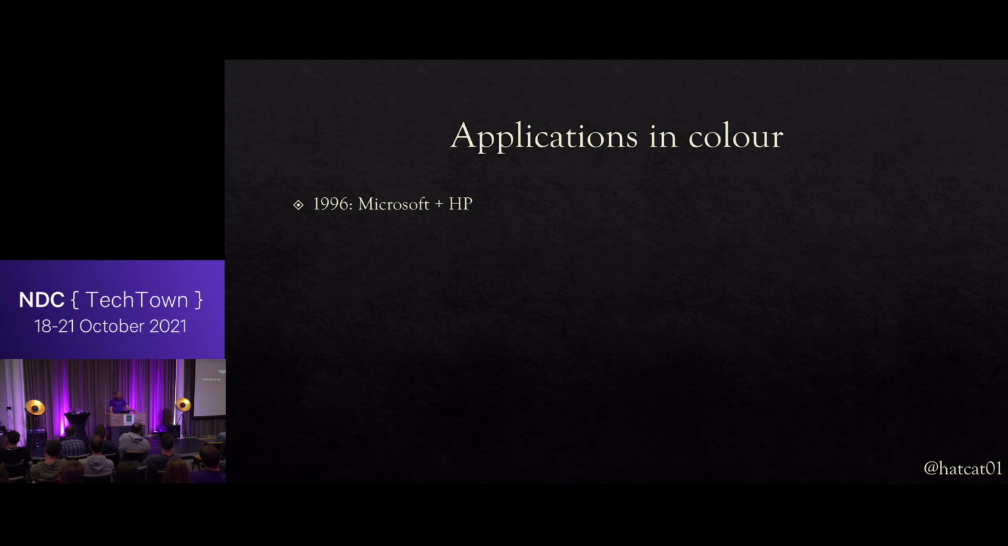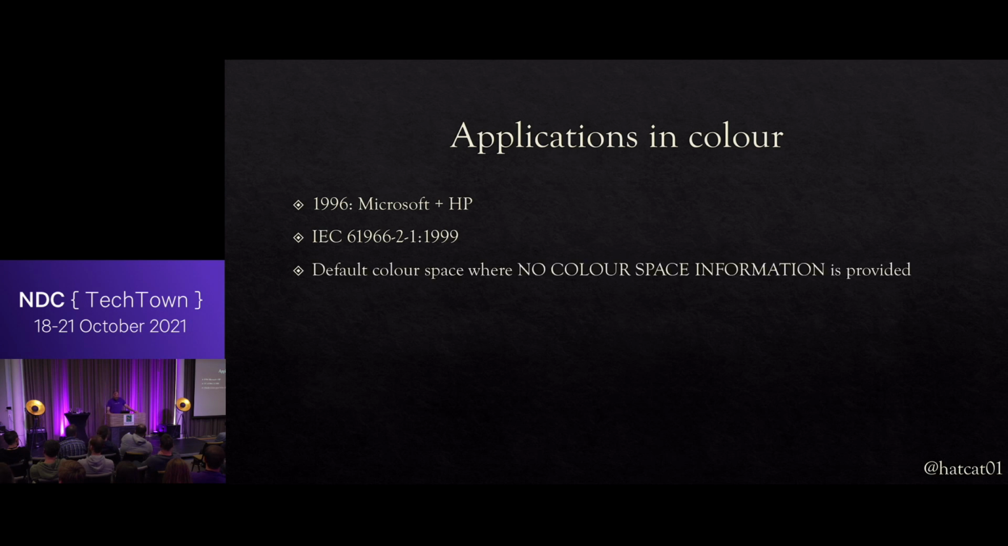Now, in 1996, Microsoft and Hewlett-Packard created the sRGB standard. Who's heard of sRGB? Great, good. It's a standard. The International Electrotechnical Commission, the IEC, formally identified this in 1999. And it's often the default color space for images that contain no color space information. Remember how I was saying that it's stored as metadata? If you just supply somebody with a bitmap, we don't know, unless we know what the standard is that's being used, we can't really tell what that image is.